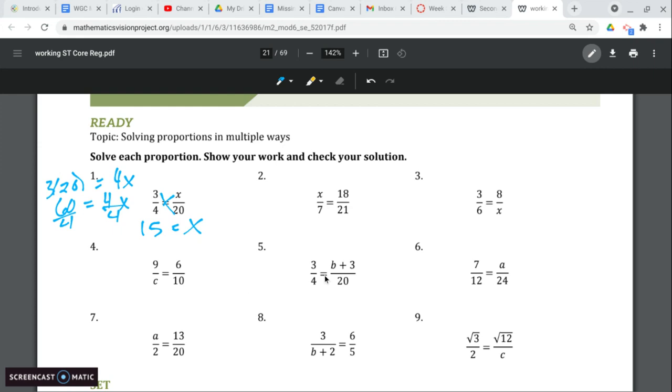Sometimes it'll be a little harder than others to try and figure that out because some of these will be a little more difficult. They may not all be whole numbers, so that makes it a little more complicated. But you can do that.